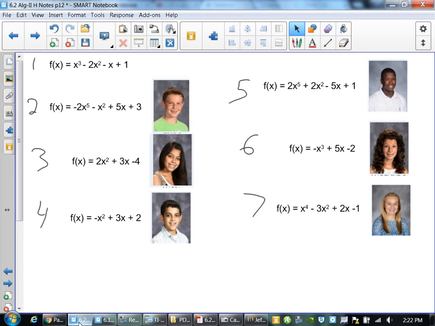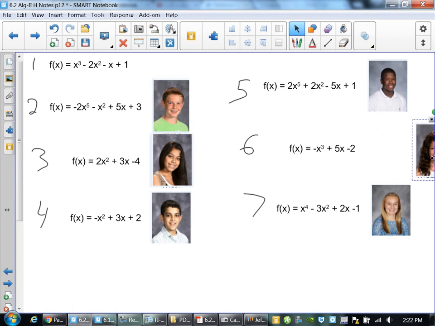It should fit. Does it not fit? I don't think my window's set right. Oh yeah, your window. Just change your window. Negative 10 to 10. Yeah, all these should fit on a 10 by 10.